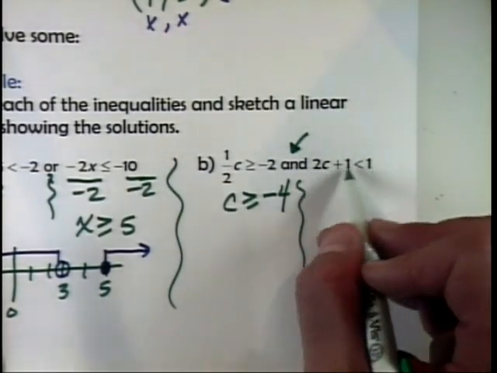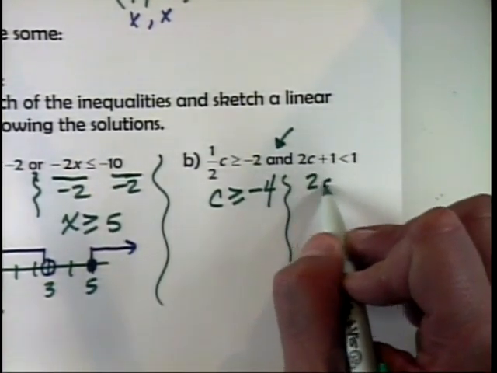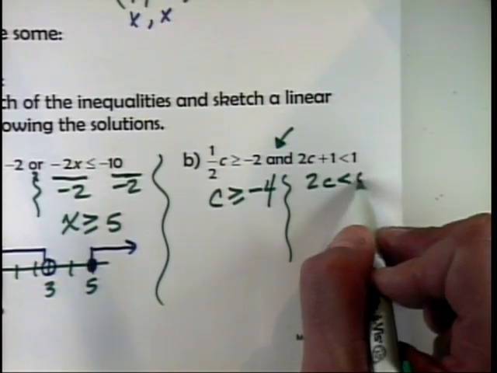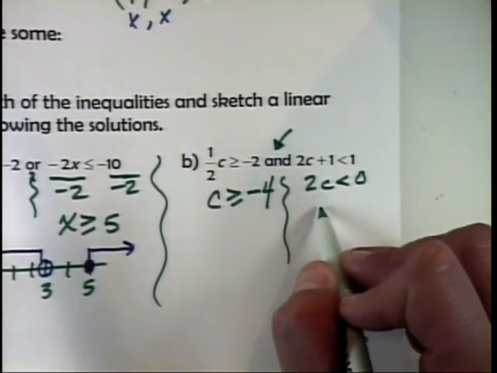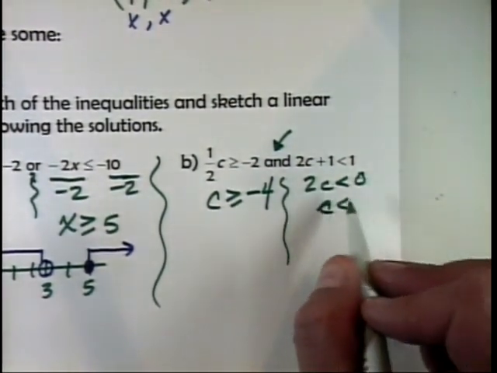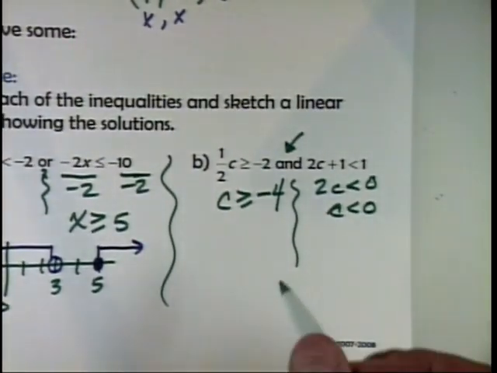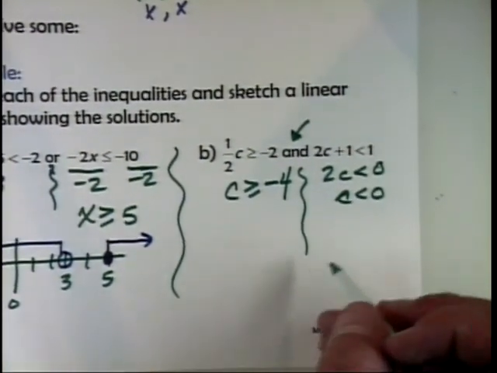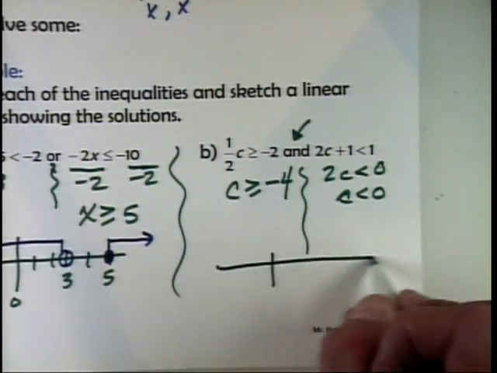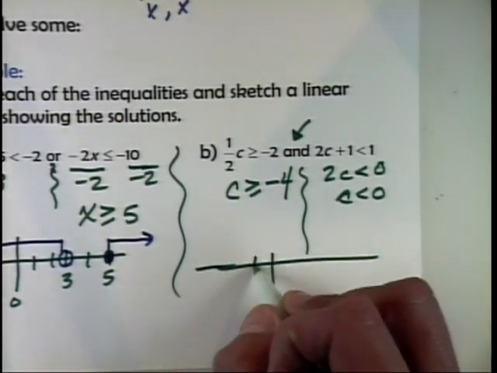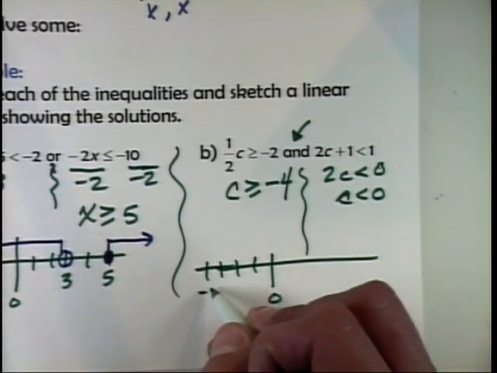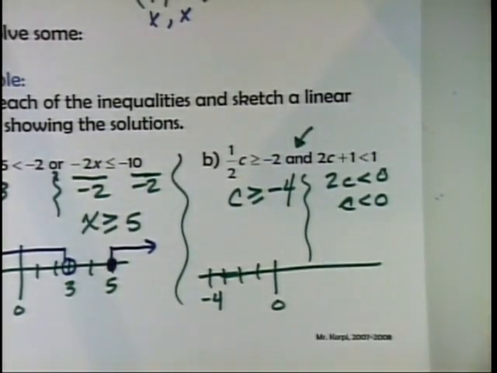And on this one I have to do two steps. I subtract 1. I get 2c is less than 1 minus 1 is 0. And if I divide by 2, c is less than 0 divided by 2, which is 0. So let's go ahead and draw the picture. The picture is going to look like this. Here's 0. And 1, 2, 3, 4. There's negative 4.